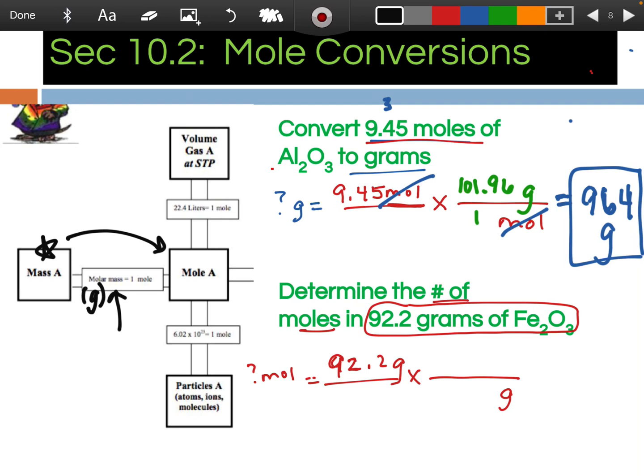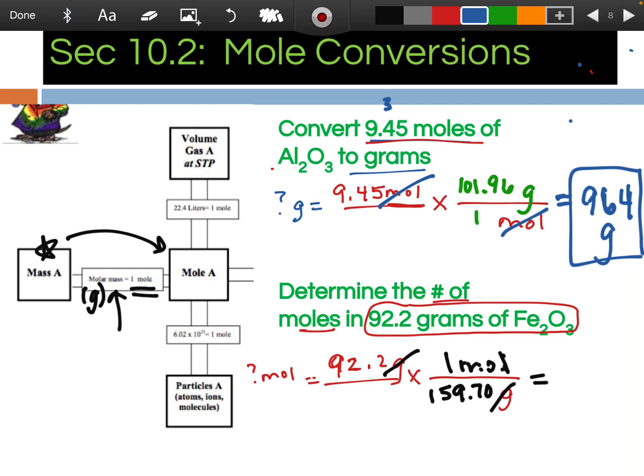So I have to find the molar mass of Fe2O3. So we look on the periodic table, 2 times the mass of iron plus 3 times the mass of oxygen gives me a total of 159.70. And that's how many grams are equal to 1 mole. So whatever that's equal to goes on top of the chart. The unit grams cancels out. I'm left with moles, which is what I want. So now I multiply the numbers across the top. So 92.2 times 1 divided by 159.70. And again, I have to round to sig figs.